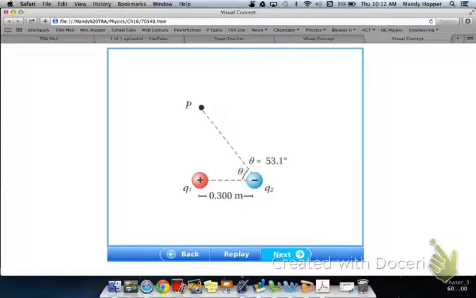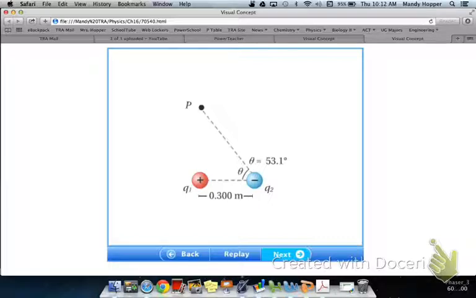And then for Q2, it's going to attract along that dotted line between P and Q2. So you can see we're going to end up dealing with components again before this is over with. The electric field at a point is the electric force that a small positive charge would experience at that location. The magnitude of the electric force exerted on the test charge by Q1 is given by Coulomb's law.